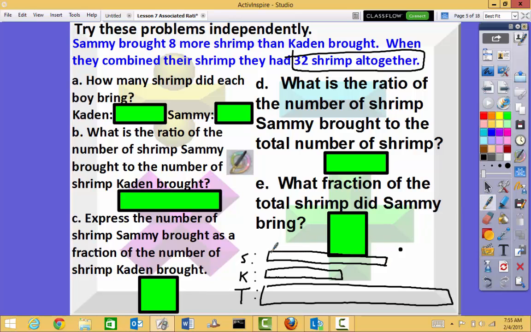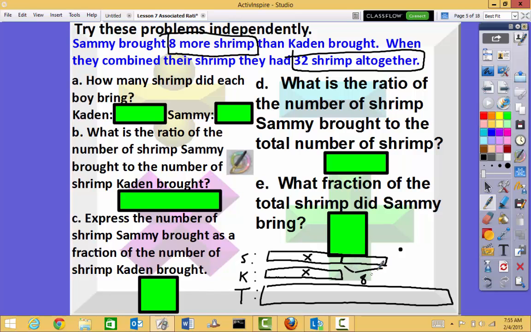So now I'm going to ask myself, well, what is this part right here? Well, that part is going to be 8. How did I get that? Well, it's telling me up here that Sammy brought 8 more, and I see this is the 8 more because Caden stops right here. So this part is going to be equal. That part will be equal. These are the equal amounts. Tape diagrams, make sure we draw them the same length so we can say when they're equal to each other.